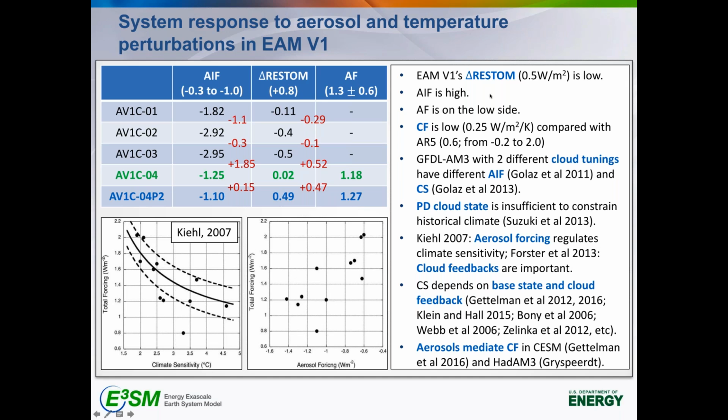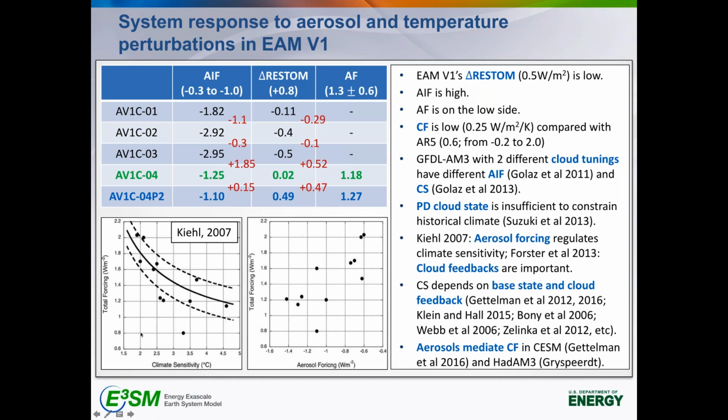the observational estimate. And the second thing is that our aerosol indirect forcing might be high. According to Bjorn Stevens' estimate, it should be around 0.3 to 1 watt, and we are a little bit over that upper bound. And our cloud feedback is low. It's 0.25 watts per square meter per Kelvin compared to AR5's multi-model mean of 0.6, ranging between -0.2 to 2 watts per square meter.